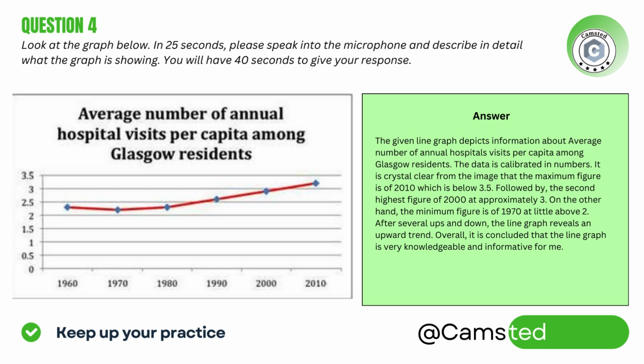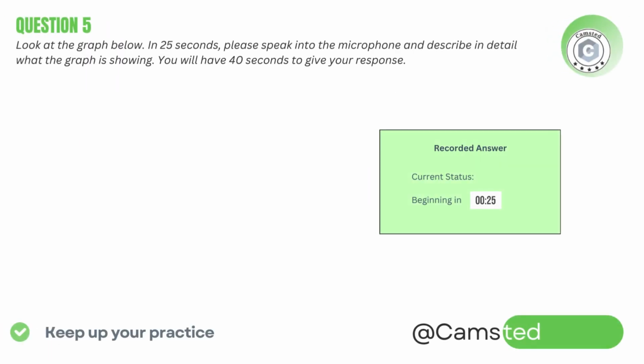On the other hand, the minimum figure is of 1970 at little above 2. After several ups and downs, the line graph reveals an upward trend. Overall, it is concluded that the line graph is very knowledgeable and informative for me.